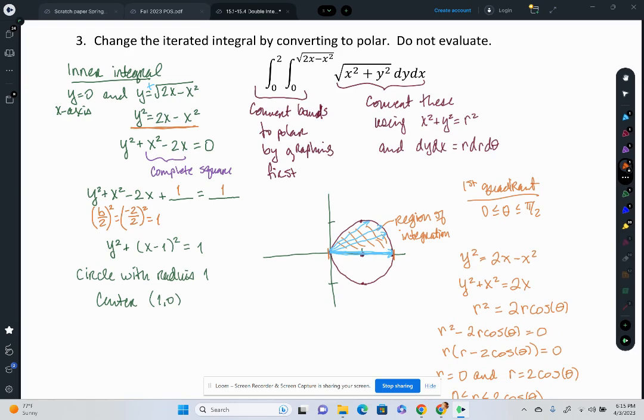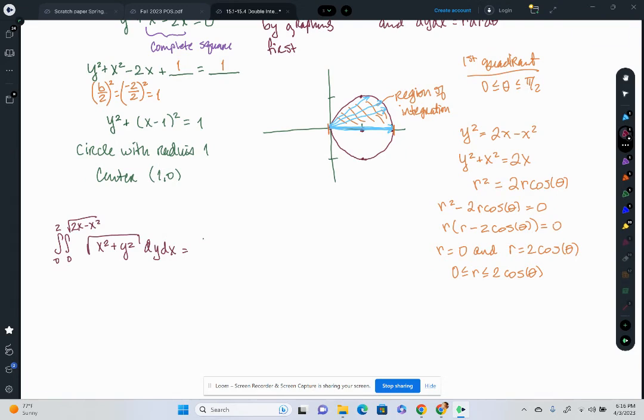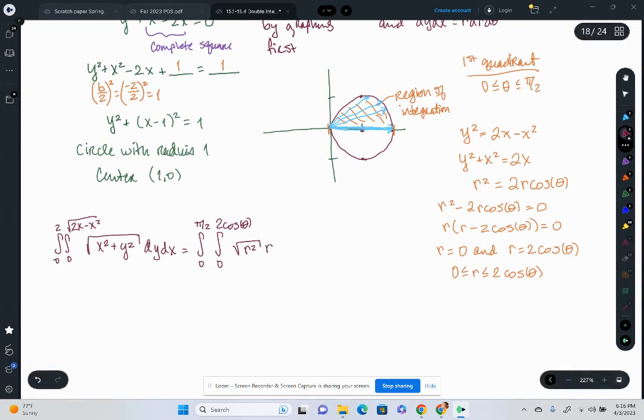So let's go ahead and do the conversion and set this up. My original integral, the integral from 0 to 2, and then from 0 to the square root of 2x minus x squared of the square root of x squared plus y squared, dy dx, is equal to, for my theta values, 0 to pi halves, for my r values, 0 to 2 cosine of theta, and then the square root of r squared for my integrand, and my dy dx is r dr d theta.